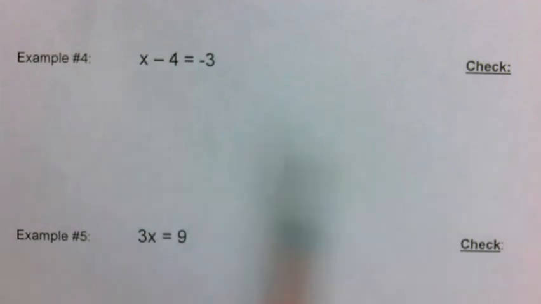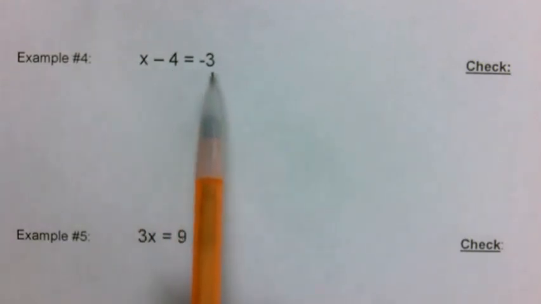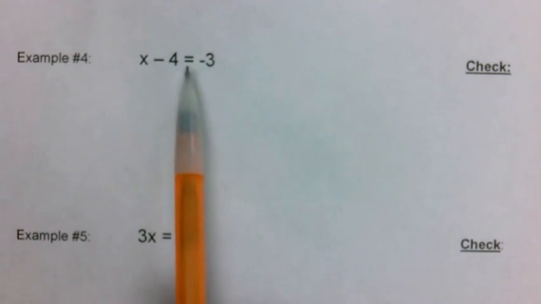In our next example, we are told that x minus 4 is equal to negative 3. So here's your equal sign. Your variable is on the left-hand side of that equal sign, and it's not alone. It's got this negative 4 with it. We're subtracting 4 from x, and the answer is negative 3.